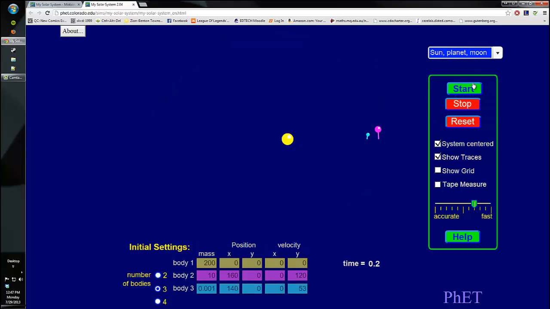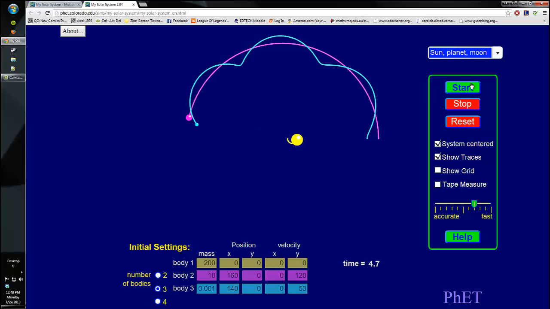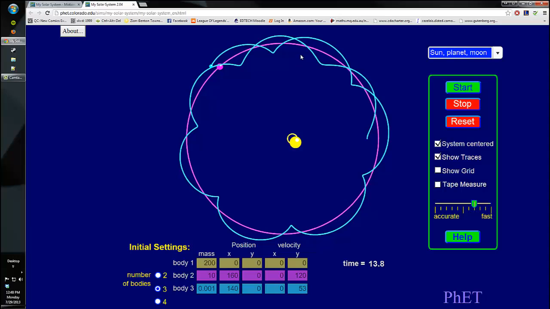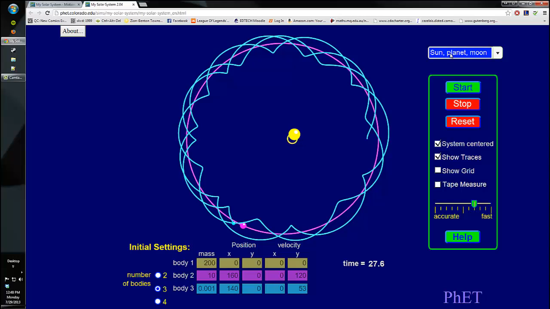I'll just get a planet moon. Again here, you kind of get that idea of, why does the moon's orbit look like that? So again, I'm not going to go into too much detail of all the great ways you can use this, because it's pretty much the same thing.